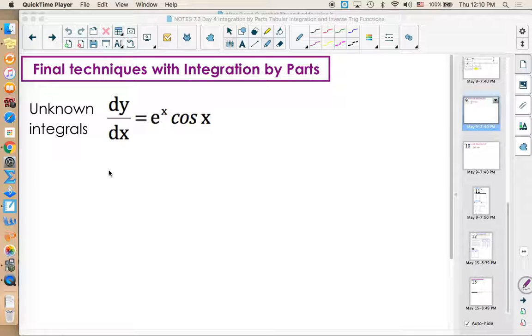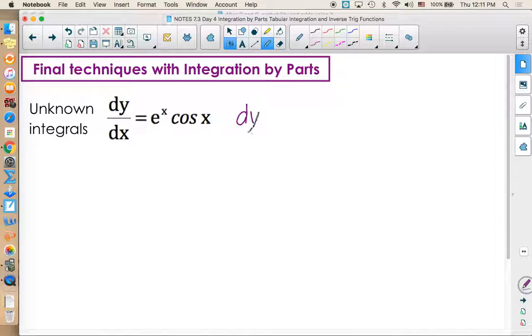Today we're going to come up with ones where we could end up in an endless loop if we kept going with integration by parts, and we're going to show you how we get out of that endless loop. So in looking at the integral that's given to you, and actually this is a differential equation, as we move this one around, here's what we know. We know that dy should be e to the x cosine x dx, moving that differential over.